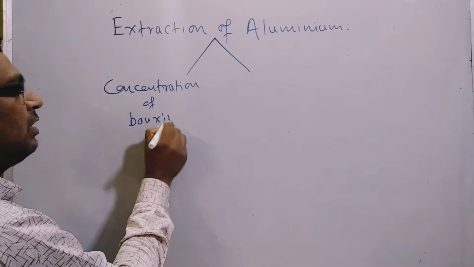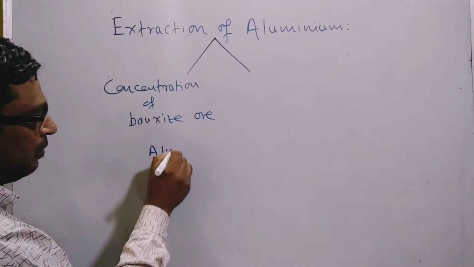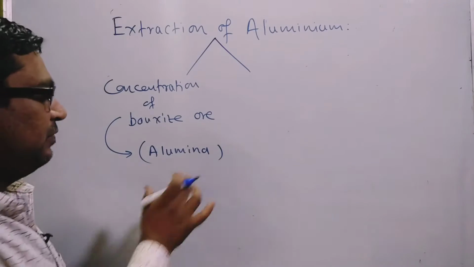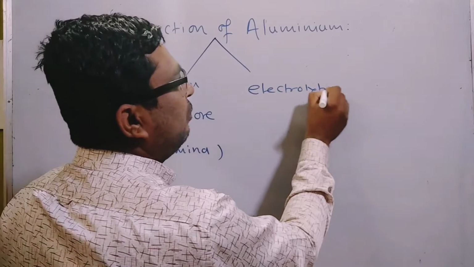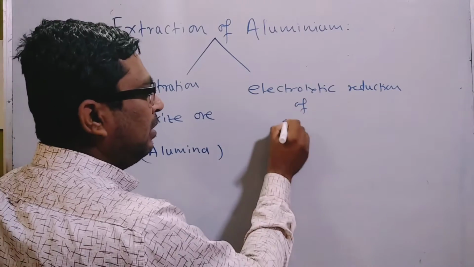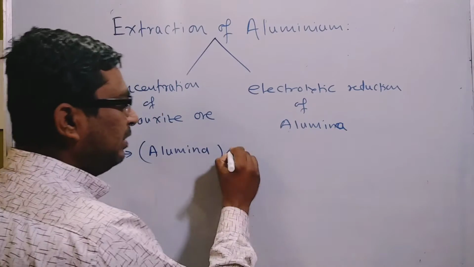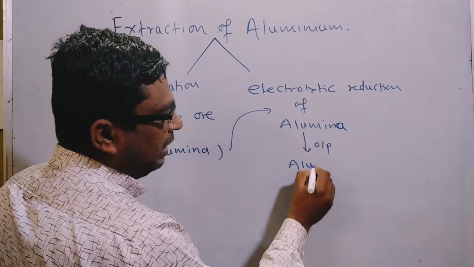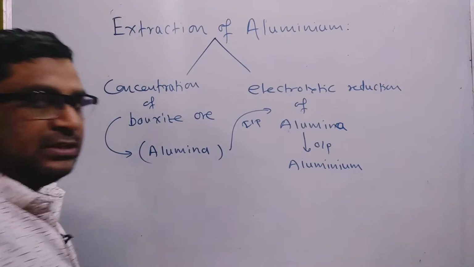From the first stage, what exactly do you get as output? You get concentrated alumina. Okay, this is the first stage. The second is electrolytic reduction of alumina. The alumina is the input for this stage, and as output you get pure aluminium. So these are the two stages.